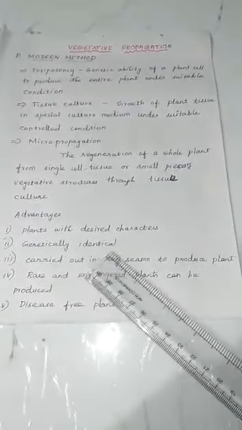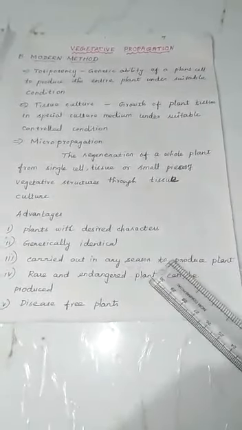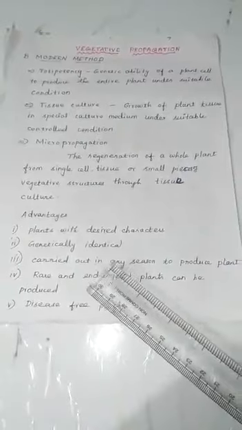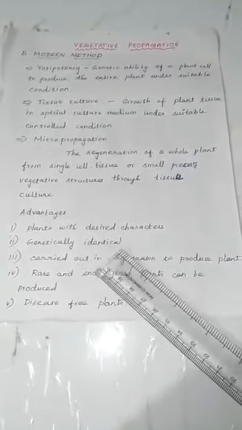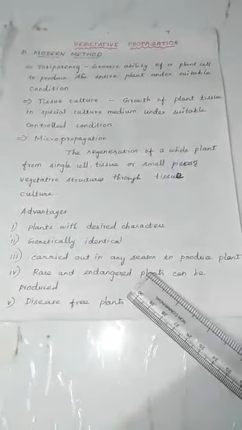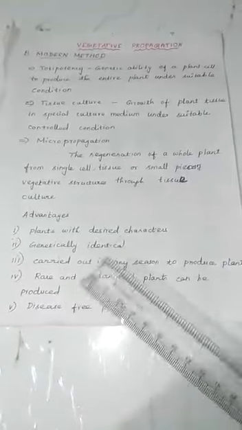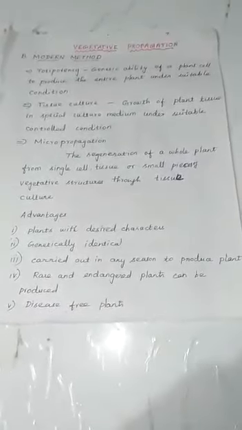Let's see the advantages. First point, plants with desired character can be produced. Second point, all plants produced are genetically identical, and we can carry this out in any season to produce plants, because some plants we can get only in a particular period, but by using this method we can produce all plants in all seasons. Then if there are any rare and endangered plants, we can produce more of them by this method, and at last disease free plants also can be produced.